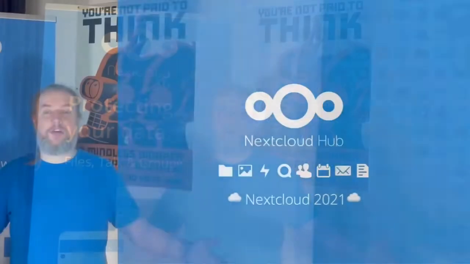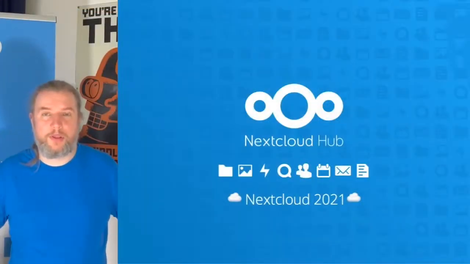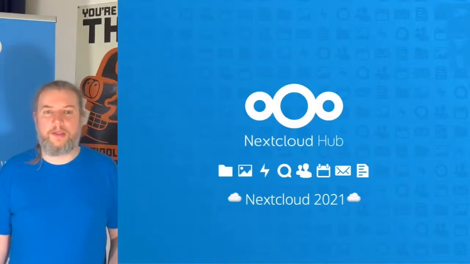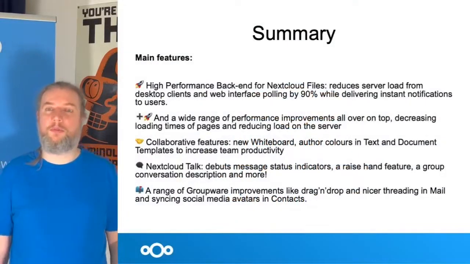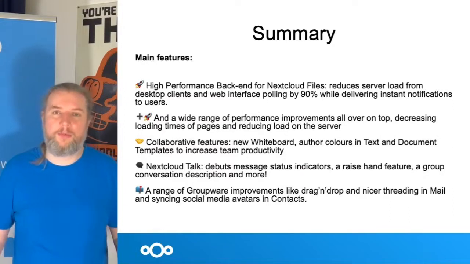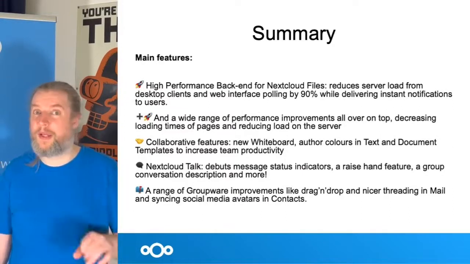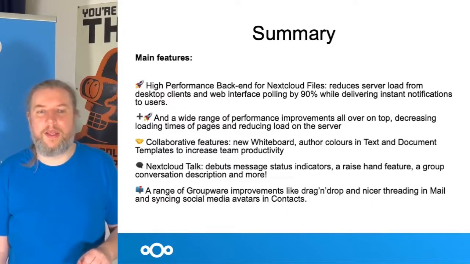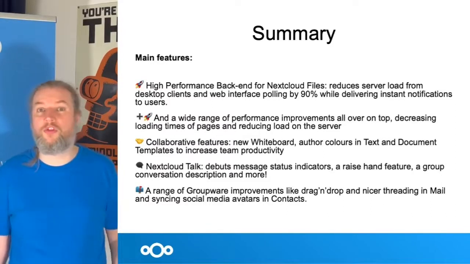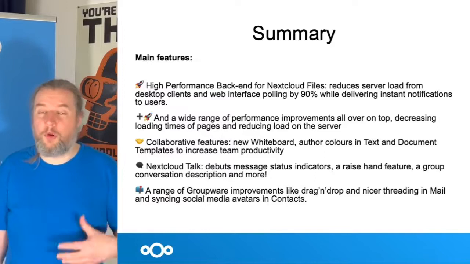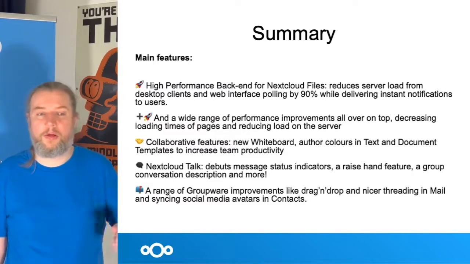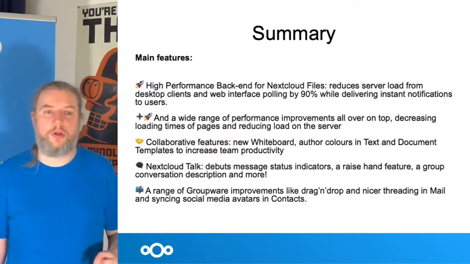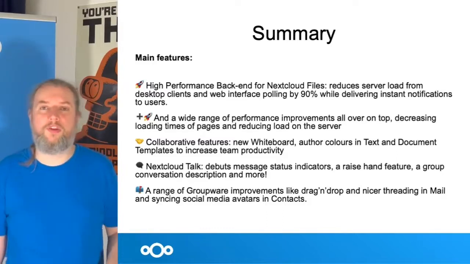Let me start with Nextcloud 21, which is a good start of 2021. It came out in February, and here is a short summary of what was new in this release. I can say it was really focused around performance. We had done a lot of work reducing database queries, introducing a high-performance backend. I'll talk more about that later, and really trying to make it more snappy for the users and decrease the load on the server. And we really made a difference there. But we also introduced new features, collaborative features like a new whiteboard, author colors in text, and other things. There was work done on Nextcloud Talk as well as in Nextcloud Groupware. So, let's dive into some of the details.